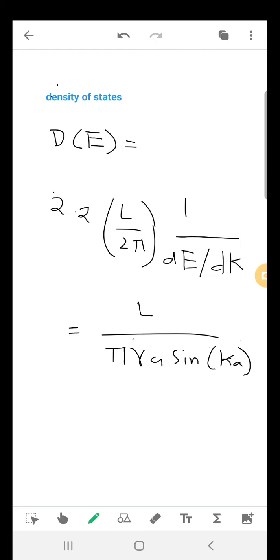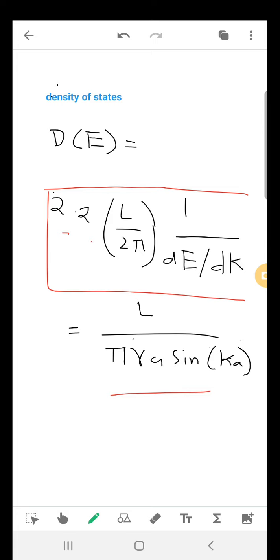Next is a variable related to the density of states. So this is again the relationship for density of states, 2 into L by 2 pi into 1 by dE by dk, and this is the relationship that we obtain.